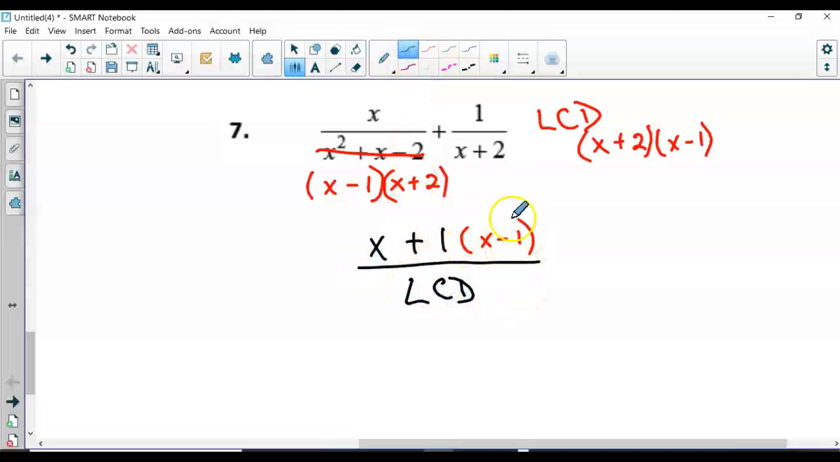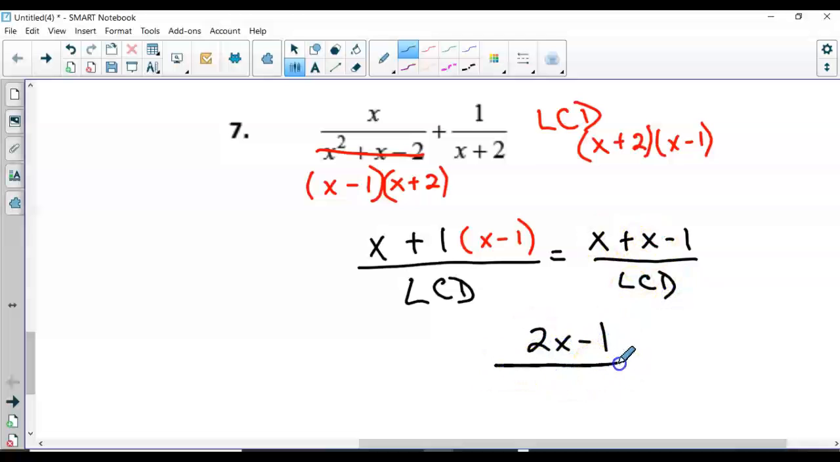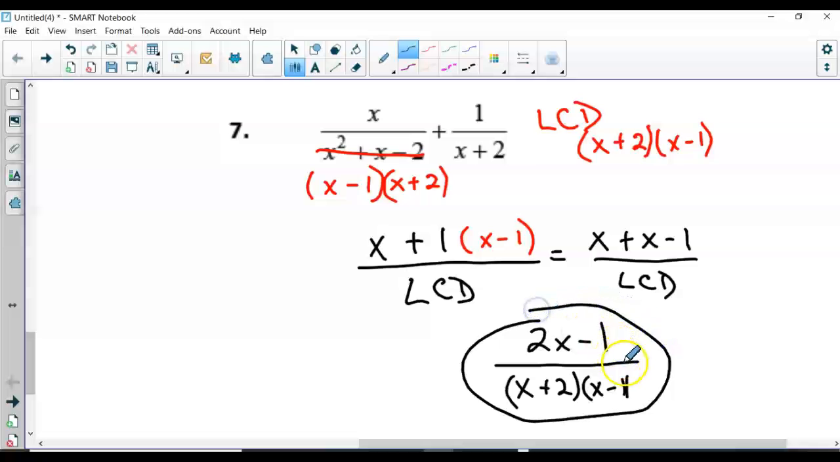So if we distribute 1, we get x minus 1. So we have x plus x minus 1 over the LCD. So combining like terms, we end up with 2x minus 1. Can't factor that in any way. We have x, the LCD, x plus 2, x minus 1, and that is our final answer. Some parentheses back there. Okay.